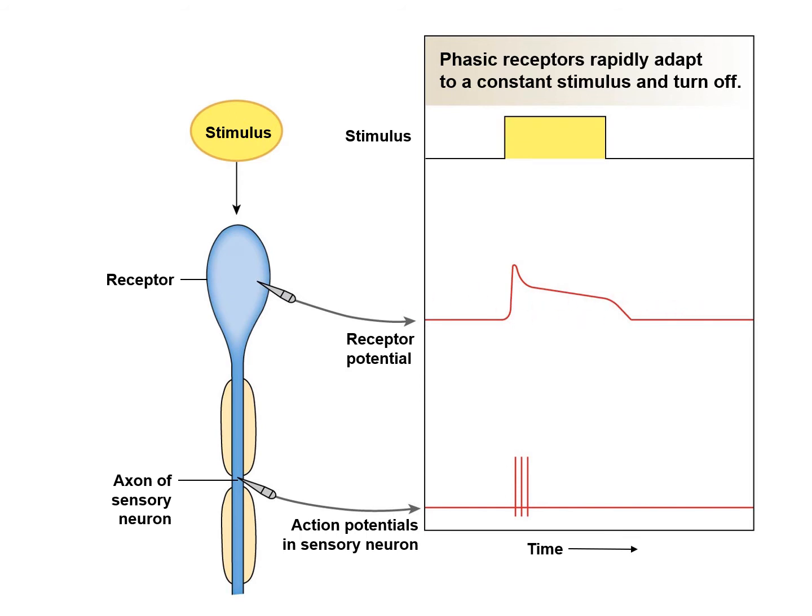The simple answer is the threshold has changed. Something about the makeup of the channels here has changed so they are less receptive to a given voltage. It requires a higher depolarization event in order to trigger a threshold. That's what's going on here: there's a change in the threshold of these receptors.